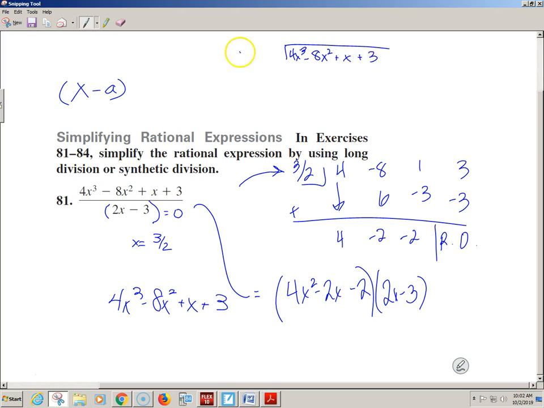Wait, do you need me to talk through the steps or just show you? Okay. So then I'm going to do 2x squared to get 4x cubed minus 6x squared.